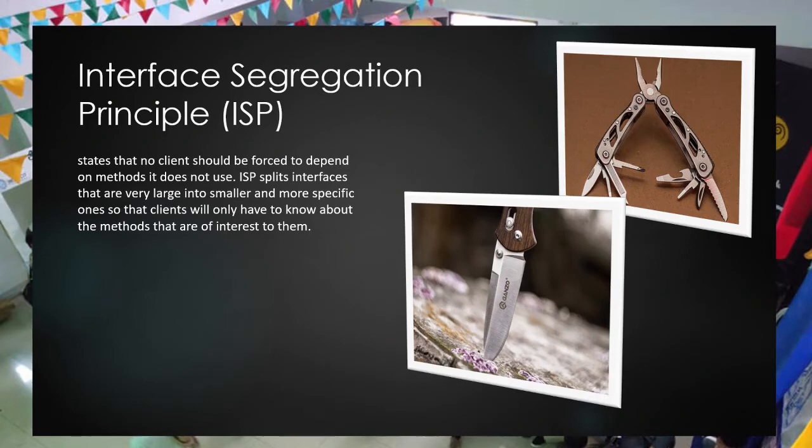Ang pang-apat na prinsipyo is ang Interface Segregation Principle or ISP. The principle states that no client should be forced to depend on methods it does not use. The principle splits interfaces that are very large into small and more specific ones so that clients will only have to know about the methods that they are interested on. This principle goes hand in hand with the first principle, the single responsibility principle. By breaking down interfaces, we favor composition by separating by roles or responsibilities.